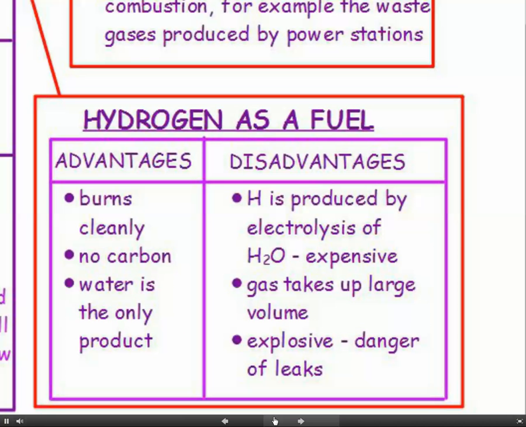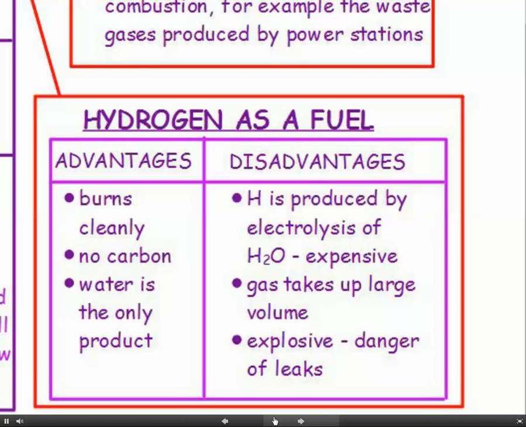We're looking at hydrogen as a potential fuel in the future. Now, the advantages of hydrogen are that it burns cleanly. Only water is produced as the waste product. There's no carbon involved, so there's no CO2 being produced.